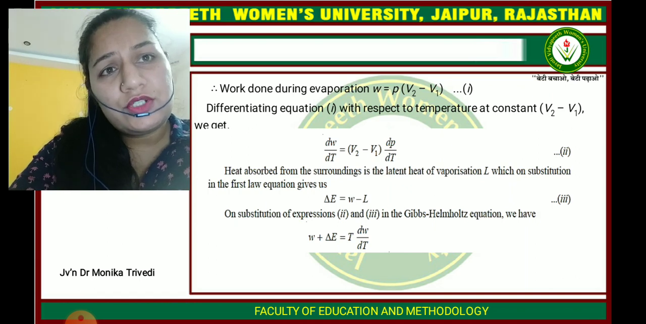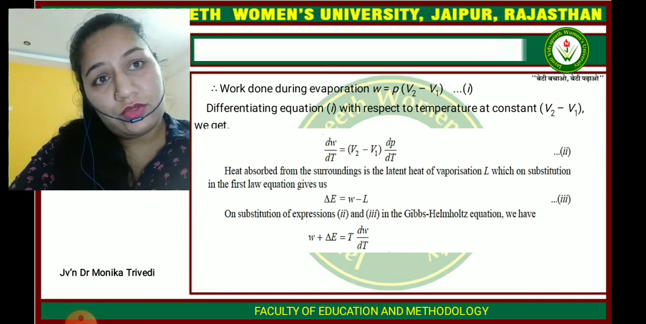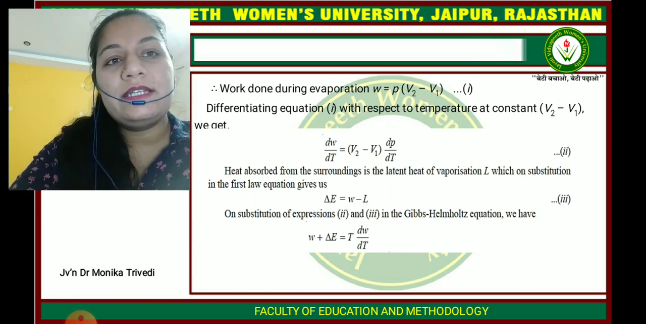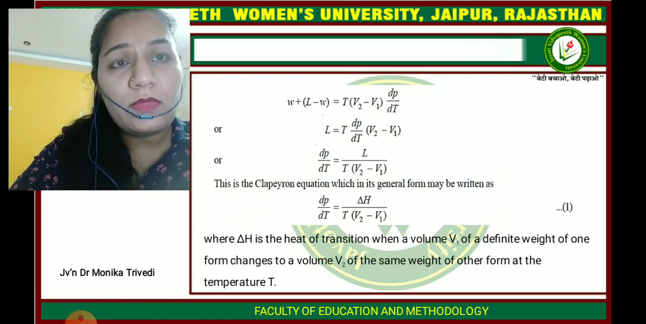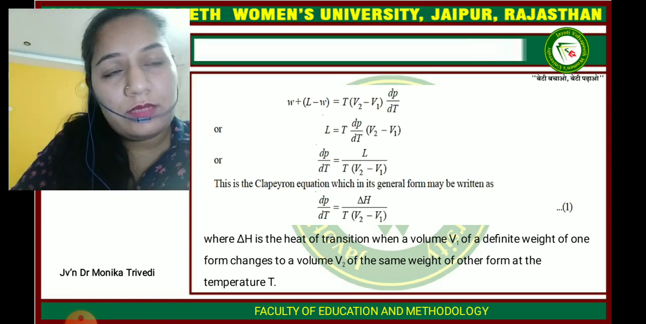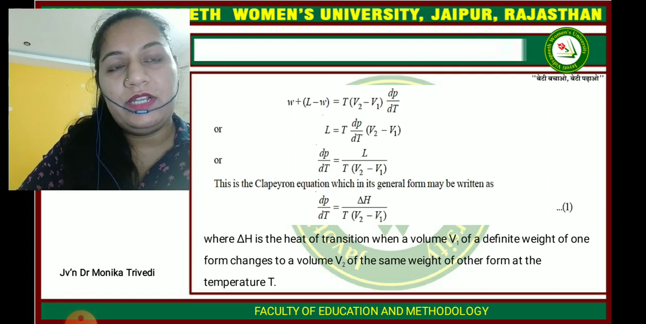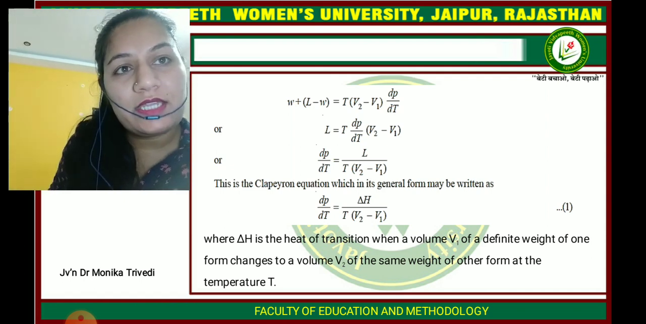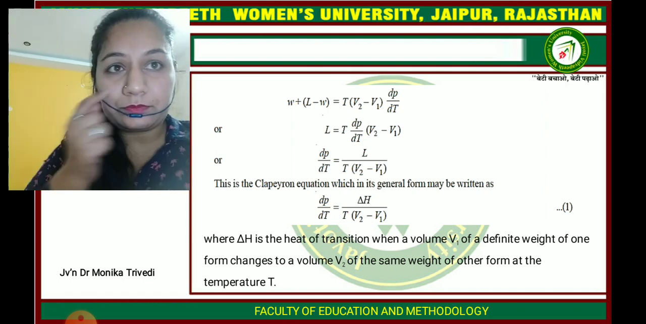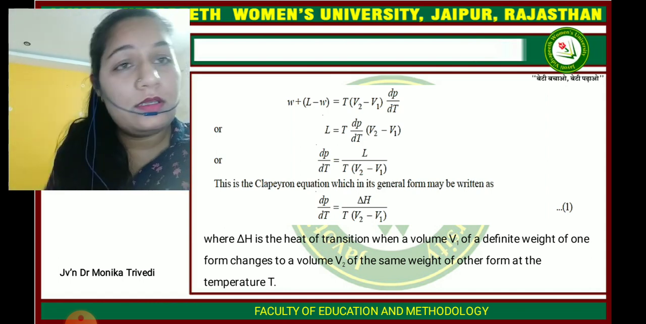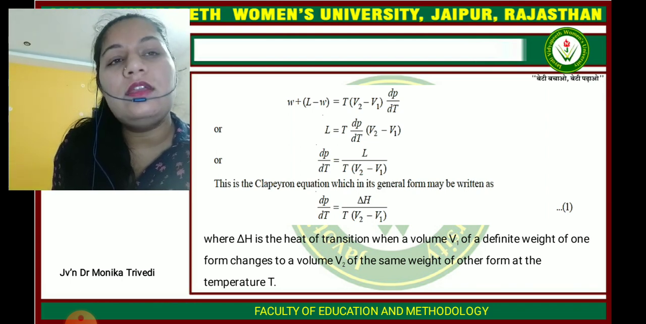On substitution of equation 2 and equation 3 in the Gibbs-Helmholtz equation, we get W plus del E equals T dW by dT. If we simplify this equation, W plus L minus W equals T times V2 minus V1 times dP by dT. So we get L equals T dP by dT times V2 minus V1, and we get dP by dT equals L divided by T times V2 minus V1.